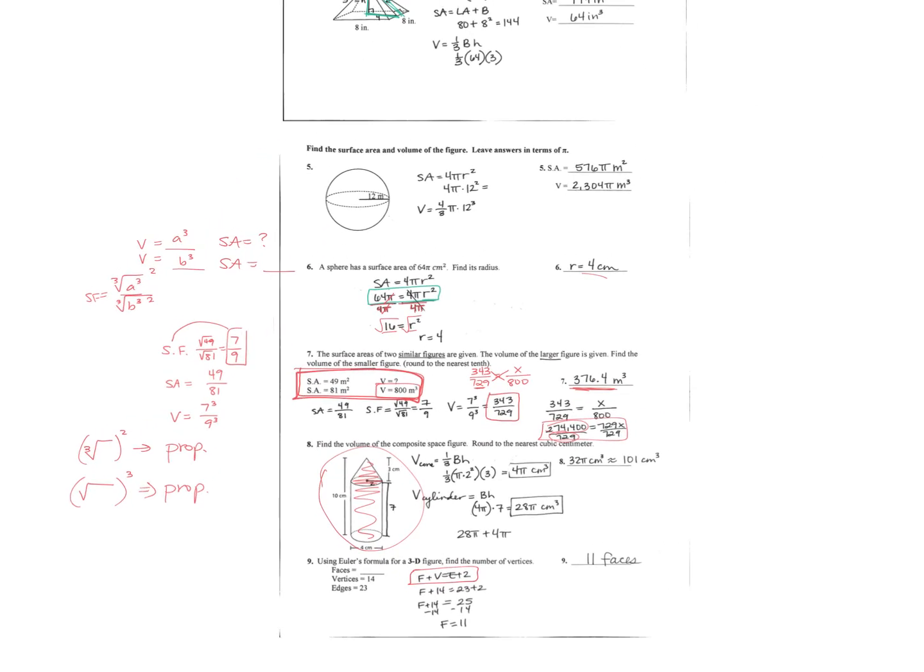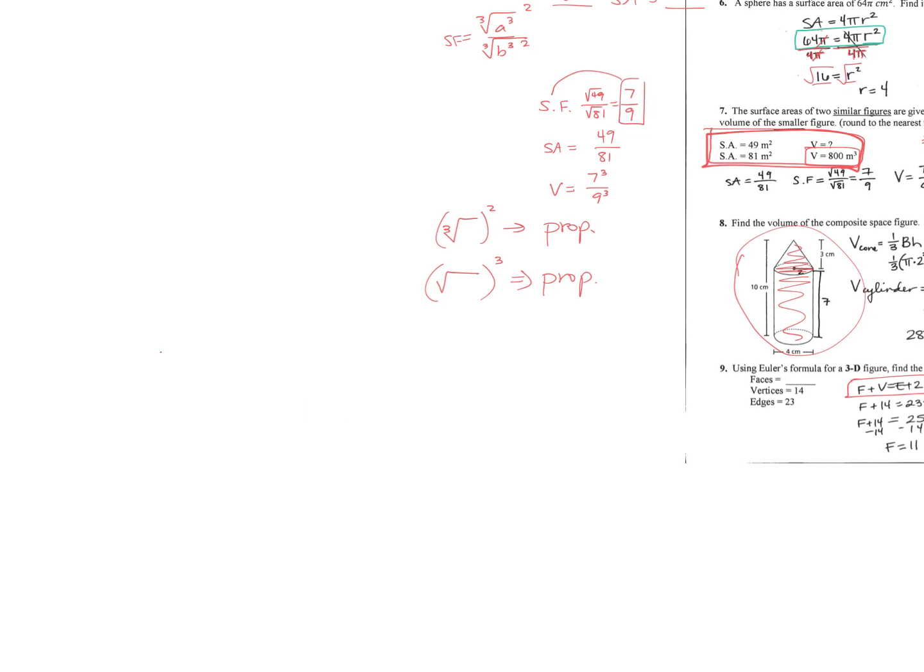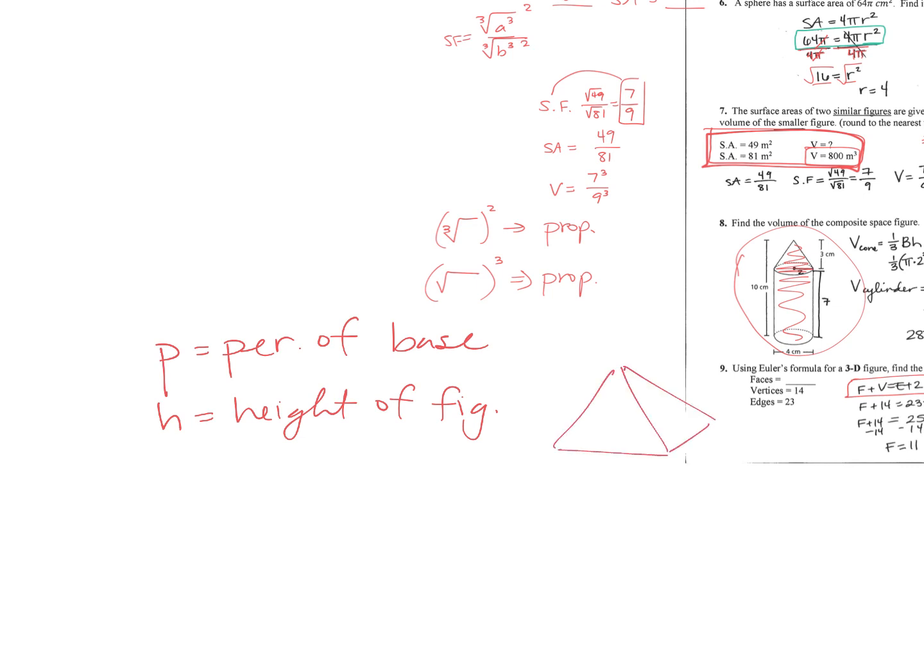Don't forget you have the formula sheet. Oh, that's what else I wanted to do. One last checkup on this. P is the perimeter of the base. H is the height of the figure. Okay, that's the one that's perpendicular. If it's like a pyramid, right, this is the height down the middle. If it's a cylinder, this is the height, the distance between the two circles, okay?